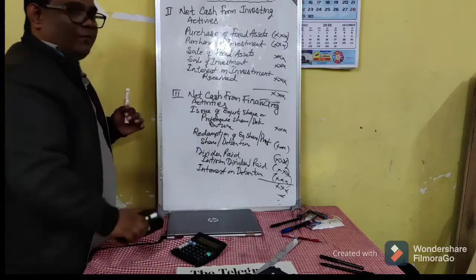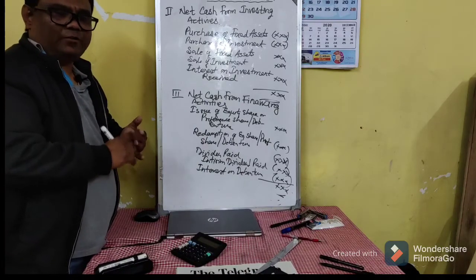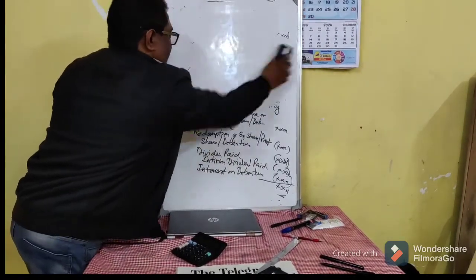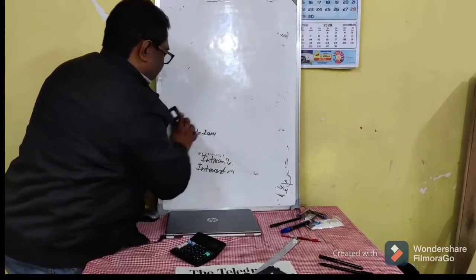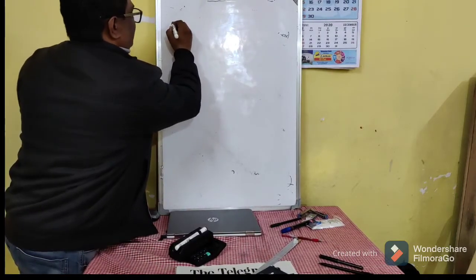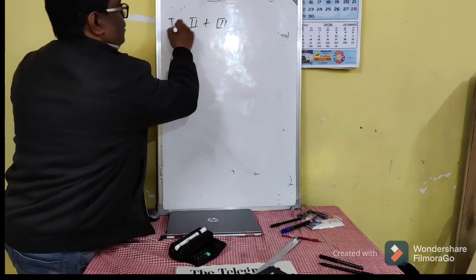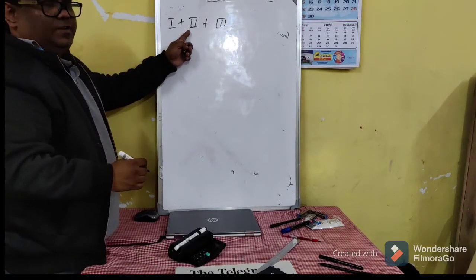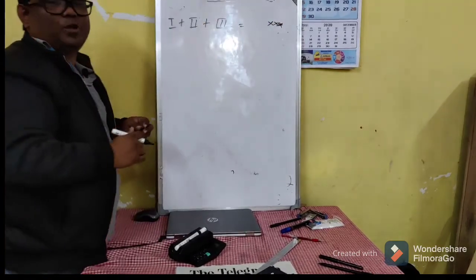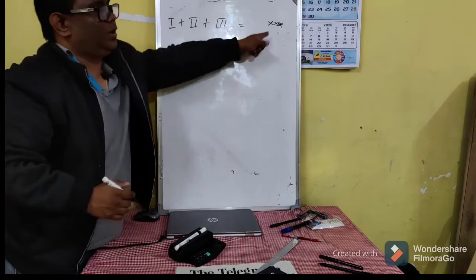Now we have already done all three activities: operating activity, investing activity, and financing activity. To sum this up, first we add 1 plus 2 plus 3. One is operating activity, second is investing activity, third is financing activity. If you add these three, we will come to one figure.